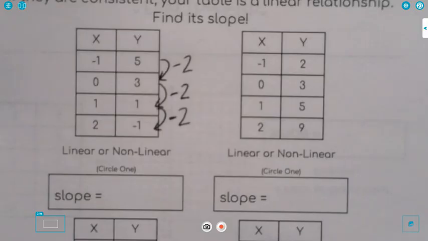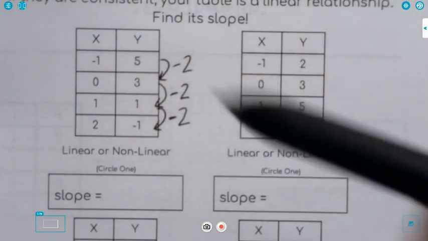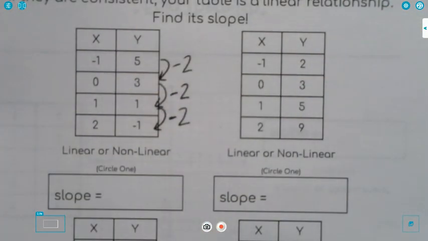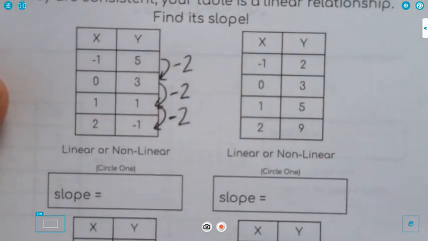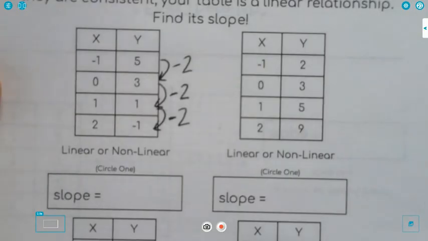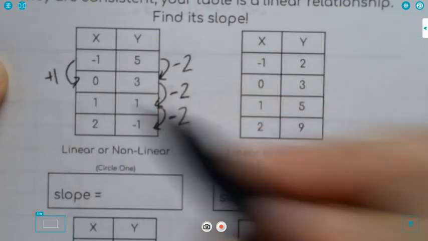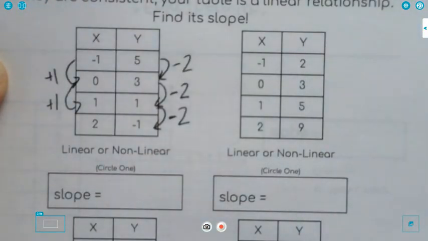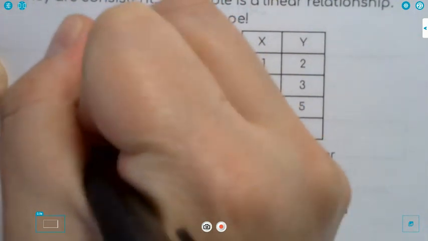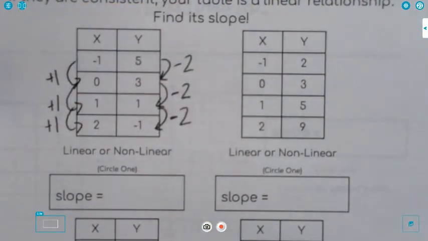Okay, so on our y values, we're going down 2 every time. On our x values, our change in our x values from negative 1 to 0, what do we do? We're going up 1. Okay? From 0 to 1, what do we do? How do we get from 0 to 1? Up 1. Okay? And from 1 to 2, what do we do? Up 1 as well. So, this one, that rate of change is completely consistent.